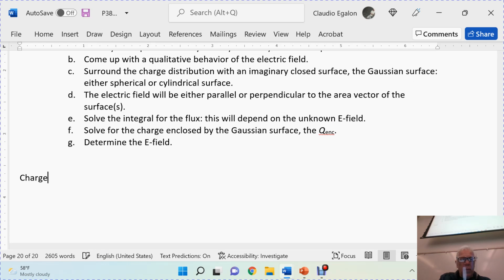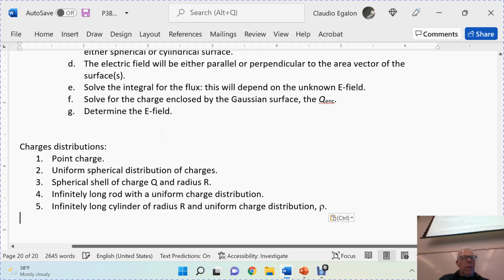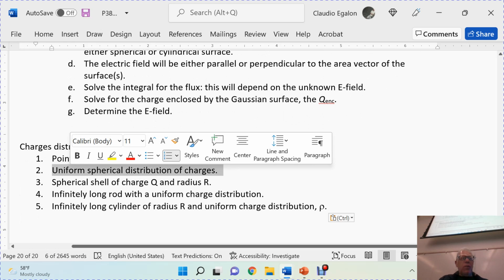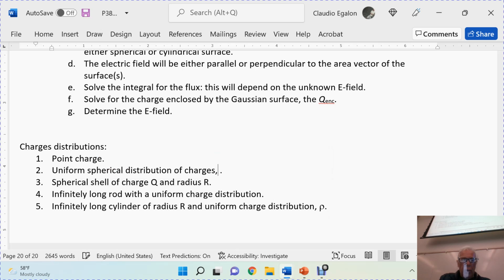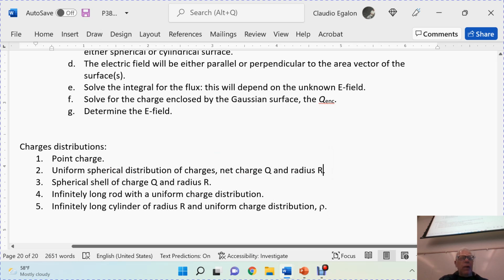Charge distributions. Point charge. We did the electric field of the point charge. We solved the electric field of the point charge using Gauss's law. Uniform spherical distribution of charges. The spherical shell of charge Q and radius R. Let's see, uniform spherical charge, net charge Q and radius R. Infinitely long rod with a uniform charge distribution.